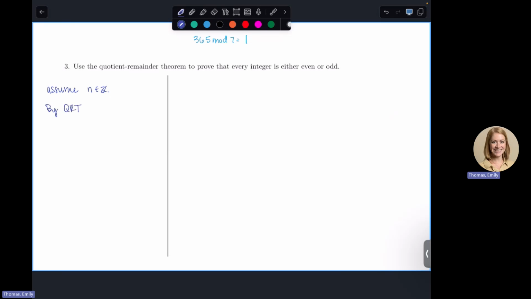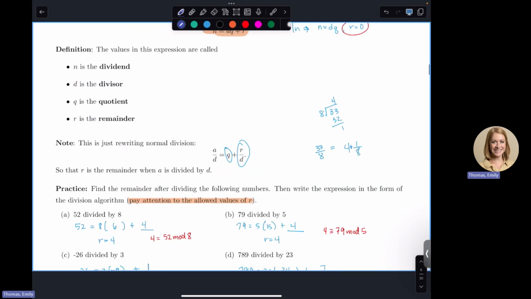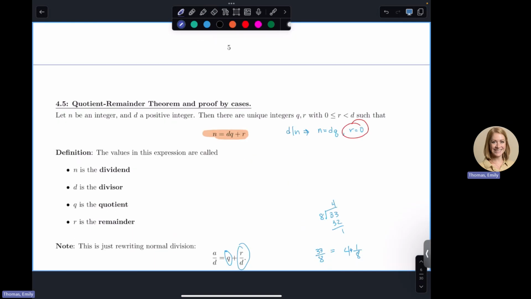So by the quotient remainder theorem, we can write n is 2 times something plus a remainder. Right? We can choose any divisor. The quotient remainder theorem is way up here: n is an integer, d is a positive integer. So n we have let be any integer. D we have chosen to be 2. Then there are unique integers q and r, such that n is equal to d times q plus r.